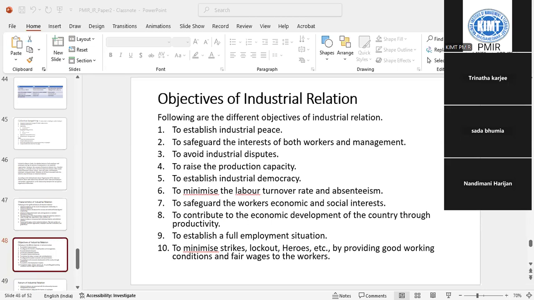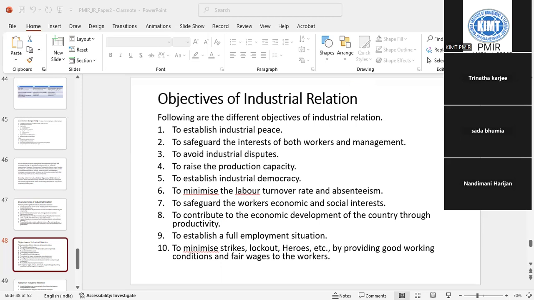These economic and social interests contribute to the economic development of the country through productivity. How will it develop the economy of the country? For example, if people are highly satisfied, then they concentrate on work. So your factory, your organization is growing, increasing the productivity and the profitability. If your organization is doing good, then your country is doing good. Your country's economy is better.